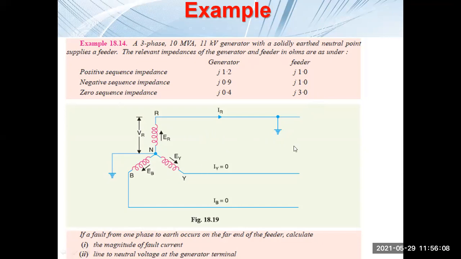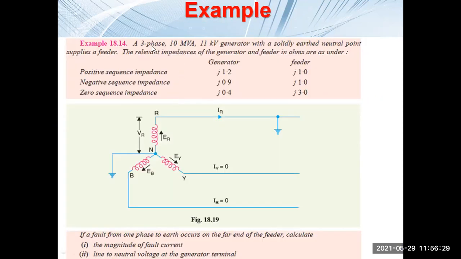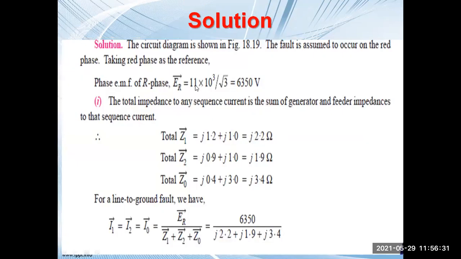So the problem is related with the single line to ground fault. Yes or no? First, we'll calculate the phase voltage. This is an 11 kV generator, so 11 by root 3 into 10 to the power 3, that is 6350.